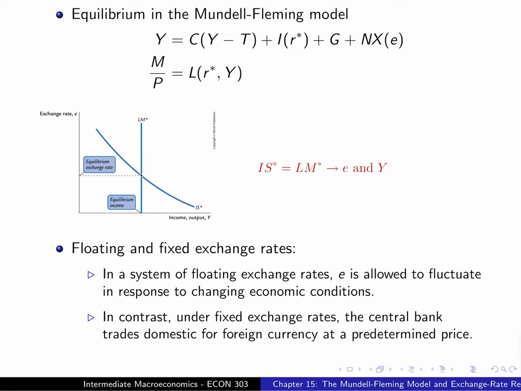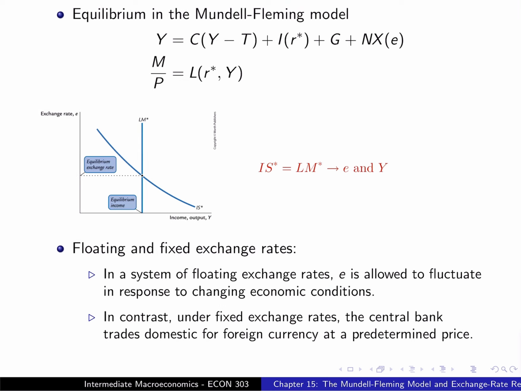On the graph, the intersection of the IS star and LM star curves determines the equilibrium exchange rate E and output Y. This intersection point satisfies both equations above. That means we found the values of output and exchange rate that work for both the goods and money markets simultaneously. Floating and fixed exchange rates.